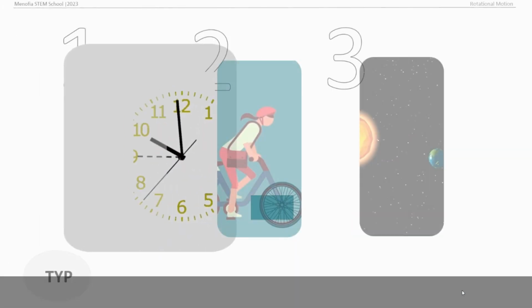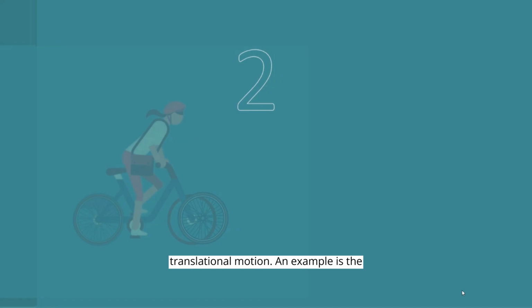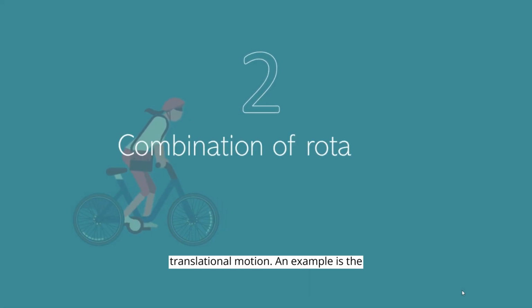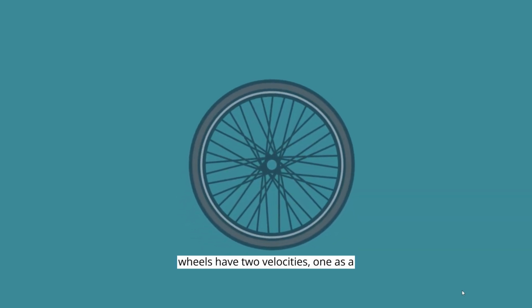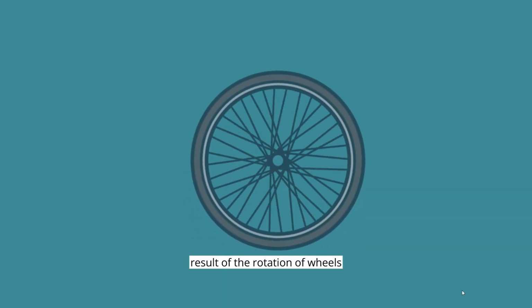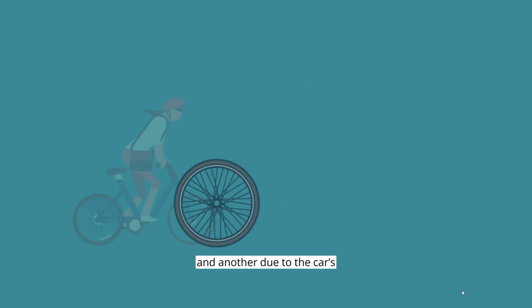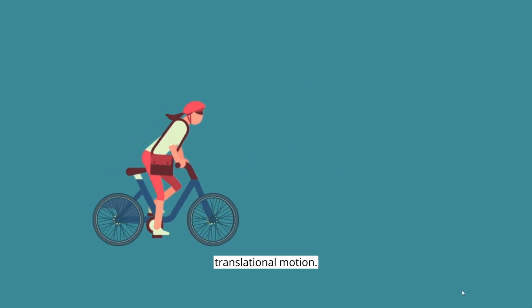The second type is a combination of rotational and translational motion. An example is the rolling of wheels on a bicycle. The wheels have two velocities, one as a result of the rotation of the wheels and another due to the car's translational motion.